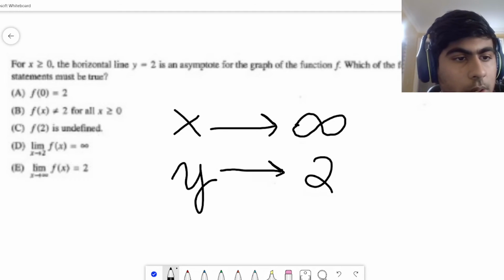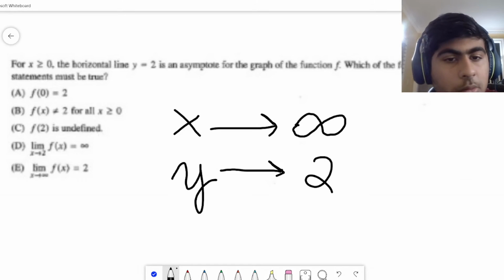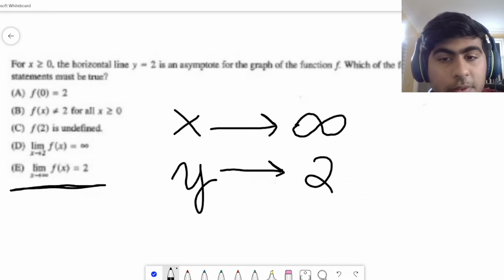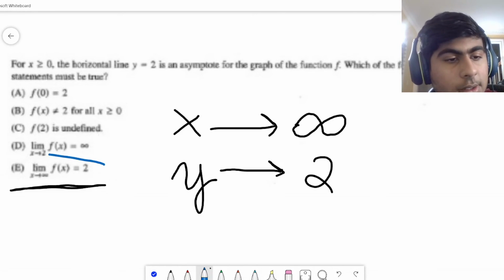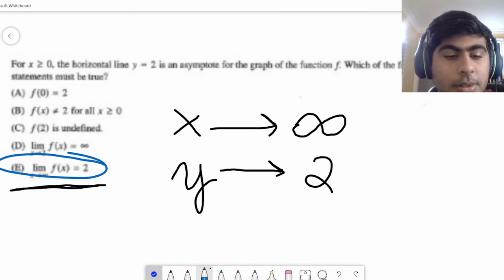So what can we see? Well, what we just said out loud kind of gives us the answer, right? Let's look at answer choice E. The limit as x approaches infinity is 2. That's basically what we just wrote down, right? As x approaches infinity, y is 2. And you should remember this. That's the definition of a horizontal asymptote. As x approaches infinity or negative infinity, y approaches the value of the horizontal asymptote. Therefore, E is our answer. Let's get to our next problem.